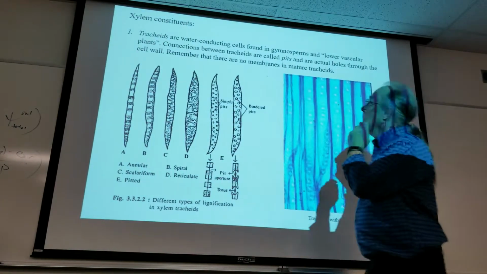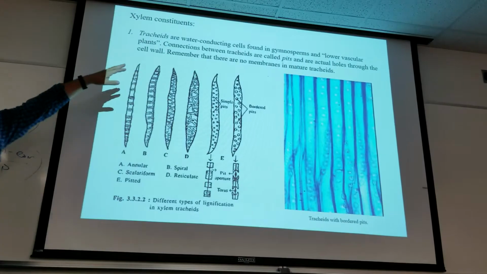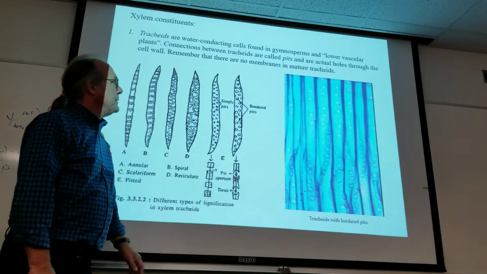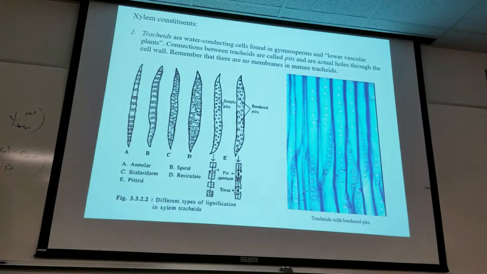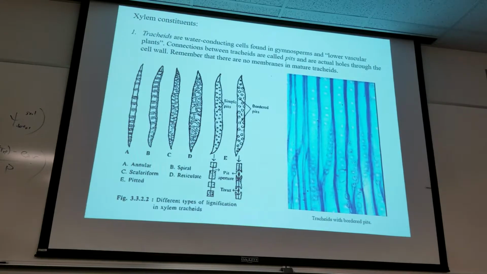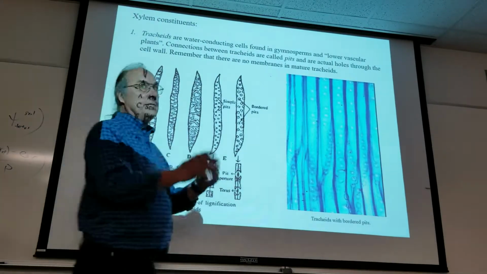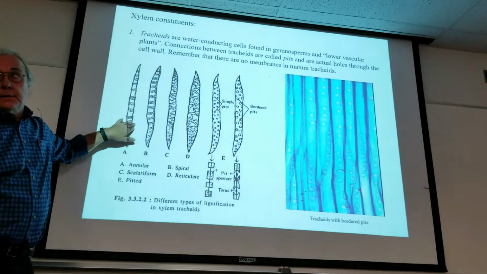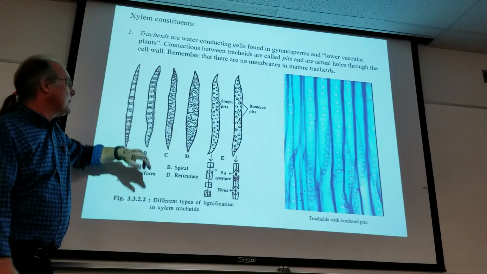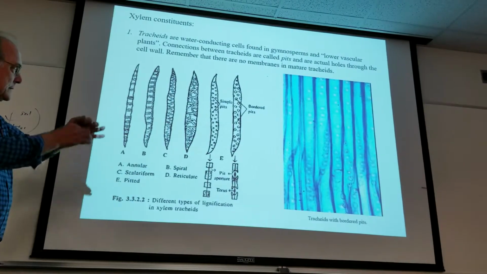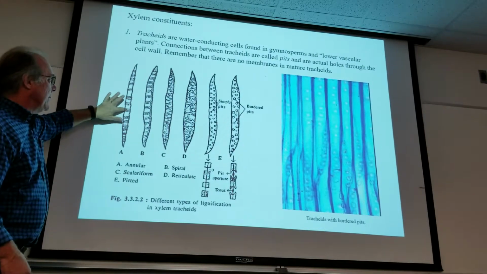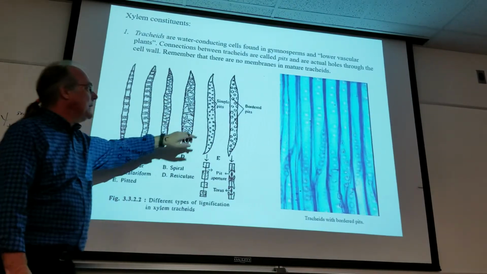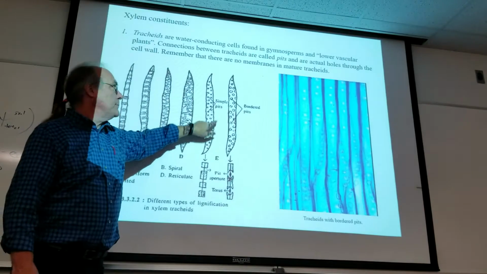Tracheids are water-conducting cells that are found in gymnosperms and the so-called lower vascular plants. Right, gymnosperms, like pine tree, versus the angiosperm, like a sunflower. So gymnosperms only have tracheids for conducting water. They're hollow cells that are dead when they're mature. They have thick, highly lignified cell walls, and they have different shapes. They also have holes in the sides of them, called pits.